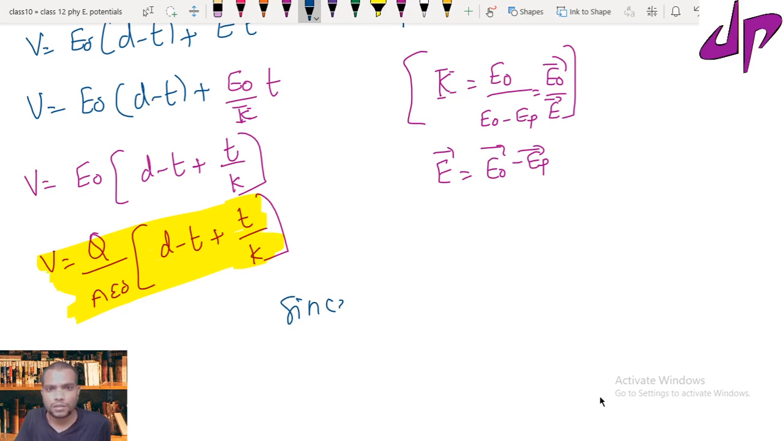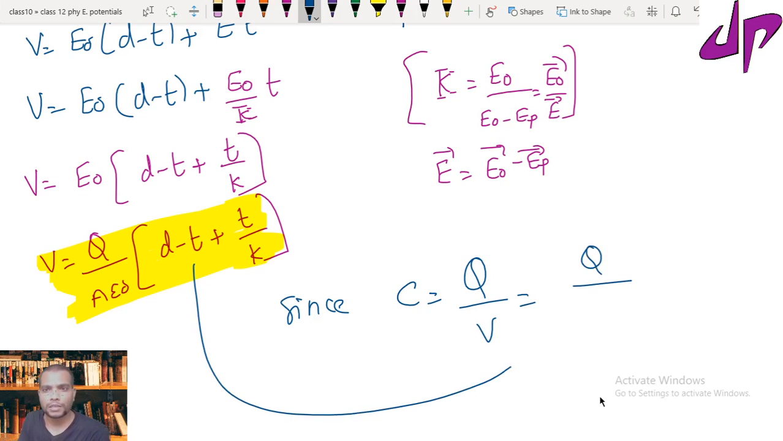Since C is the capacitance after keeping the dielectric, what expression can you write? C equals Q upon V, total charge by total potential. Here, the total charge is Q, and I can take the potential expression from it. If you substitute in this value, it equals Q upon A epsilon naught times D minus T plus T upon K.